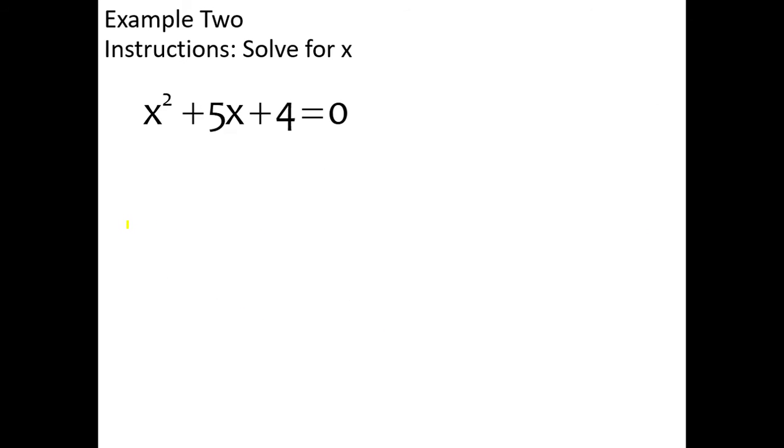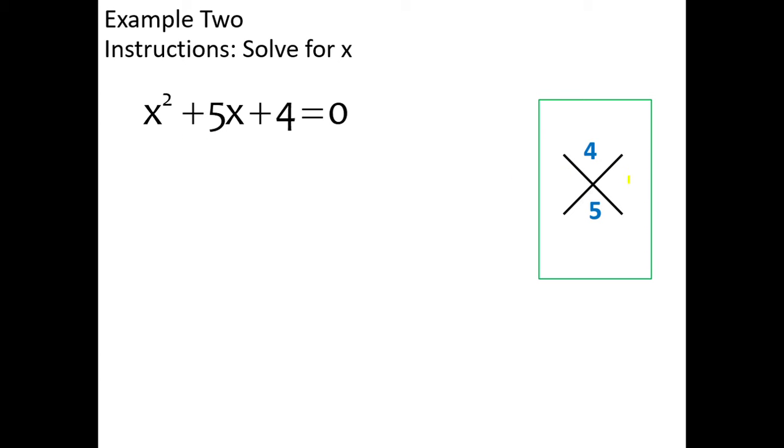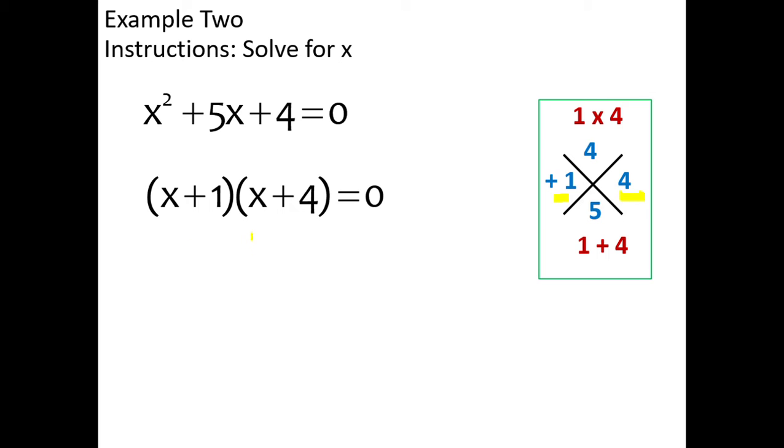All right, let's look at another example, example 2. Okay, solve for x. We're going to find the value of x that will make this quadratic equation true. So we're going to make our puzzle box. Constant goes to the top, the term here in the middle goes to the bottom. So what can you multiply together to get 4 and add together to get 5? Well, 1 times 4 is 4, and 1 plus 4 is 5. So our two factors are x plus 1 and x plus 4. Those are the two factors, factoring this quadratic equation.